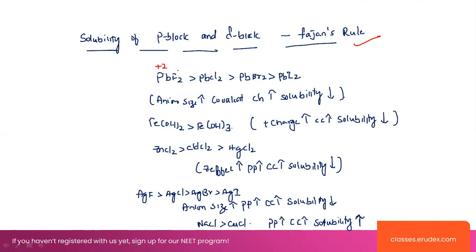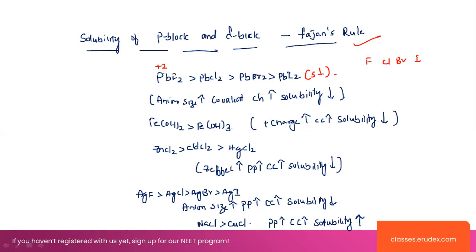Fluorine, chlorine, bromine, iodine, right? The anion size will increase. Anion size increasing means covalent character will increase, so the solubility order will decrease. This one has more polarizing power and lesser solubility.